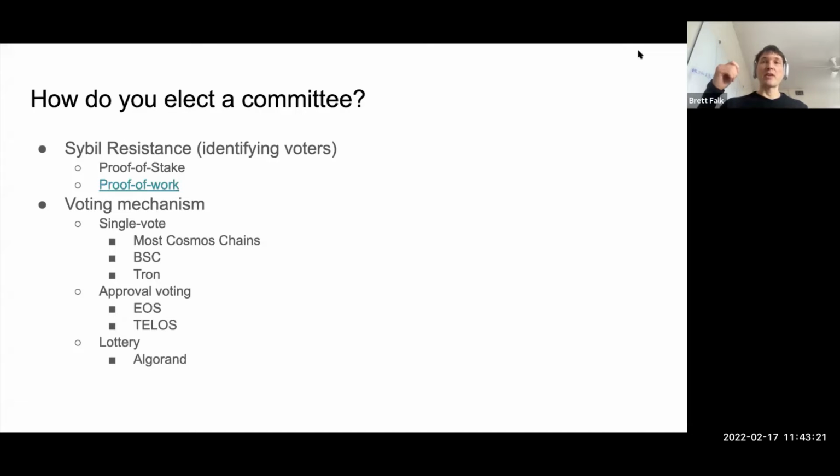And at the end, we count up who has the most approvals, and the candidates with the most approvals are elected to the committee. And finally, an alternative method is just a lottery-based mechanism where you just have a stake-weighted lottery, and you choose K people at random proportional to their stake to be on the committee. And so we're going to look at how these different committee selection mechanisms perform.